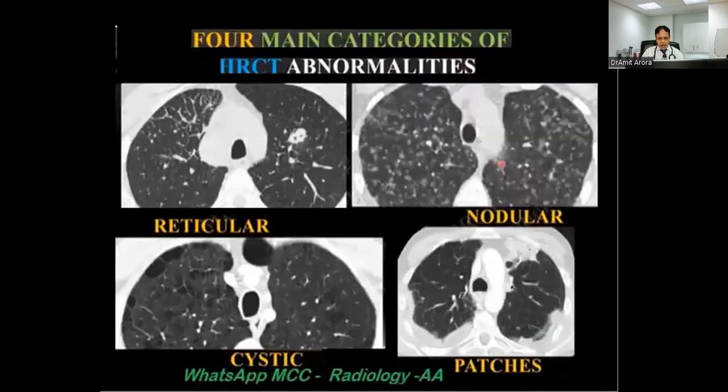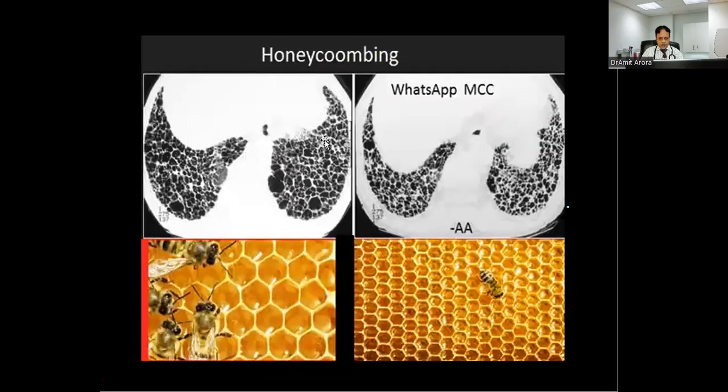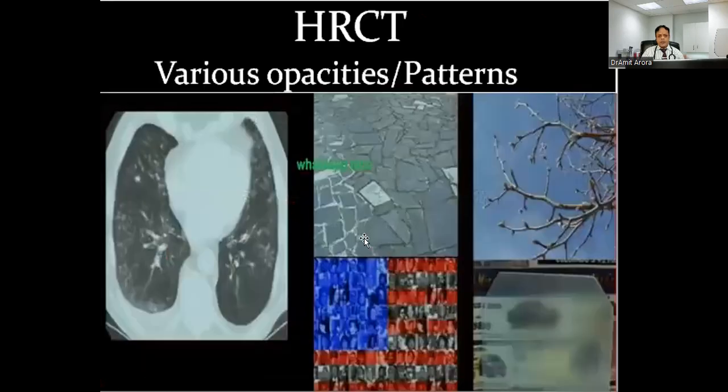Other than that, various patterns could be there: nodular, reticular nodular, and all these kinds of patterns, which we will discuss in depth. There could be honeycombing. You can see the destruction of dilated terminal bronchioles giving the appearance of honeycombing. Now let us discuss some patterns, which is more important. If you are able to identify the pattern, you can at least come to some diagnosis or differential.